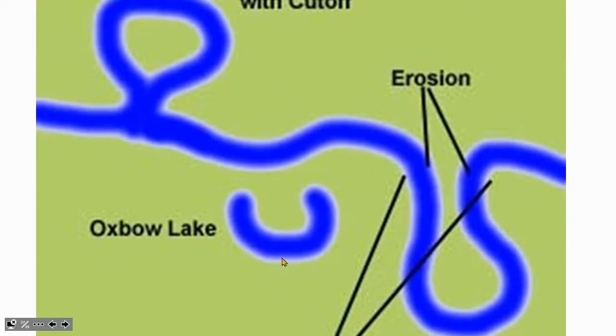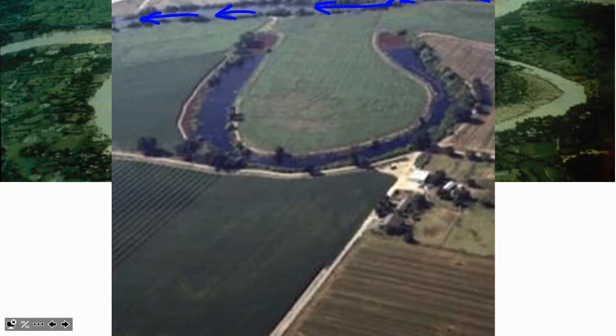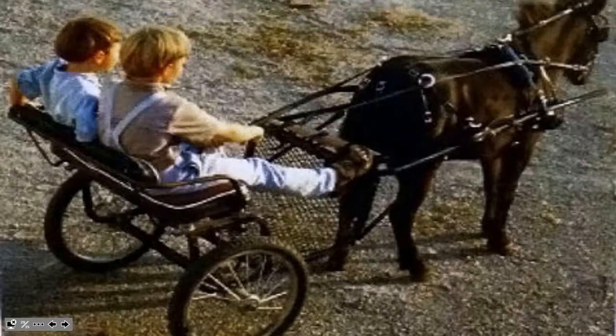It's a piece of the river that got cut off and is no longer part of the river. You can see an example of one here. And here. This lake used to be part of the river. It got cut off. Now the river flows this way and left this water just sitting there. That is a former part of the river, and now is part of the lake.